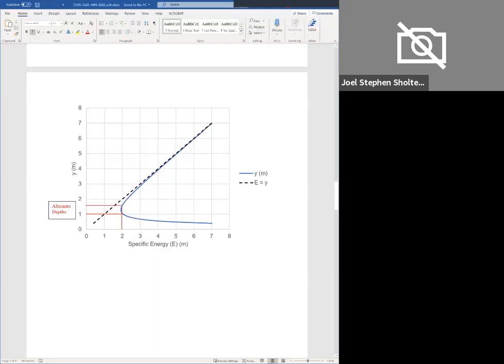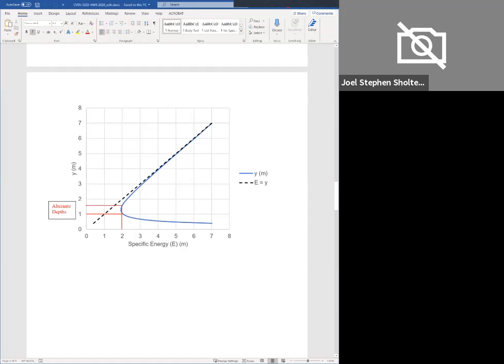Another thing to note about the specific energy diagram, it's definitely something I want you guys to be able to work with and interpret for the exam. So here's our specific energy curve plotted out for that problem, with those two alternate depths identified at that given specific energy. Really close to critical depth, you'll notice.